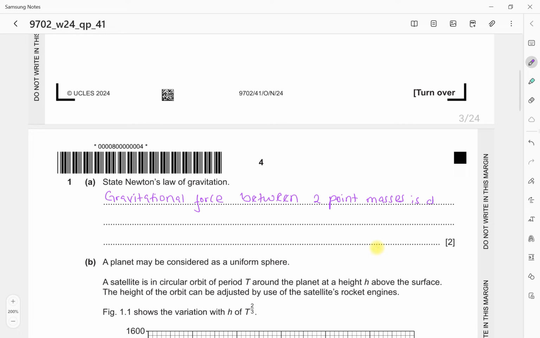Is directly proportional to the product of the masses and inversely proportional to the square of their separation.